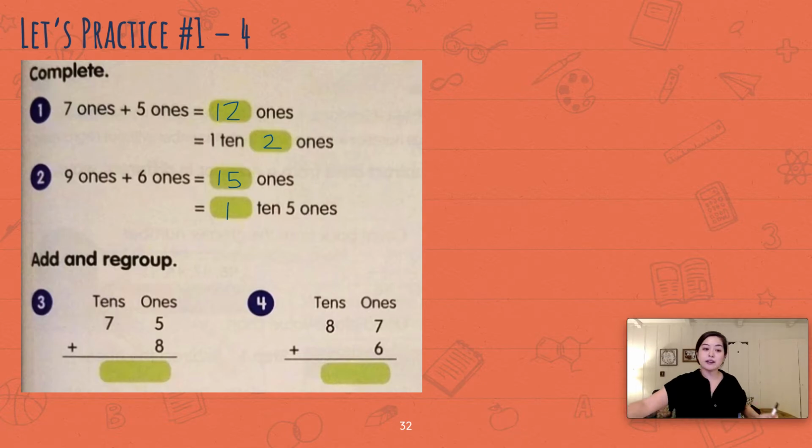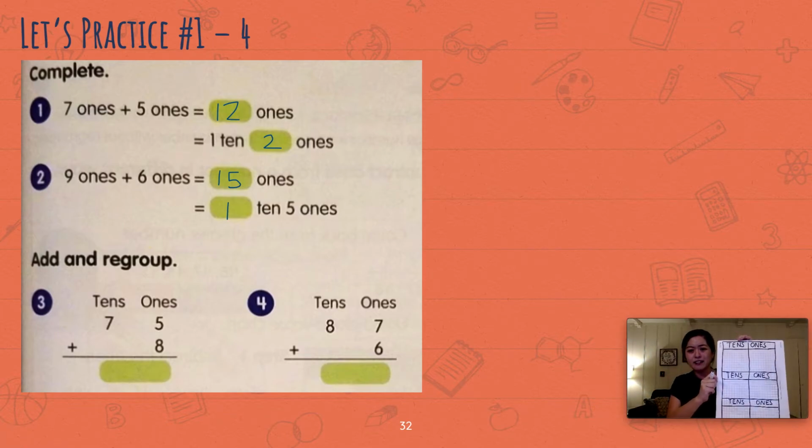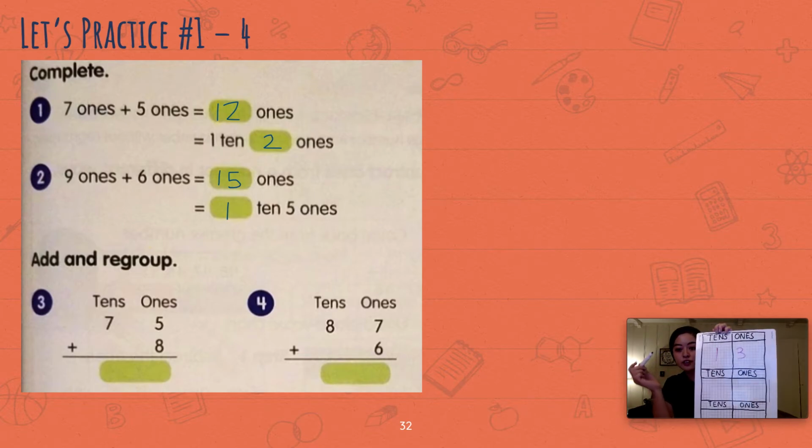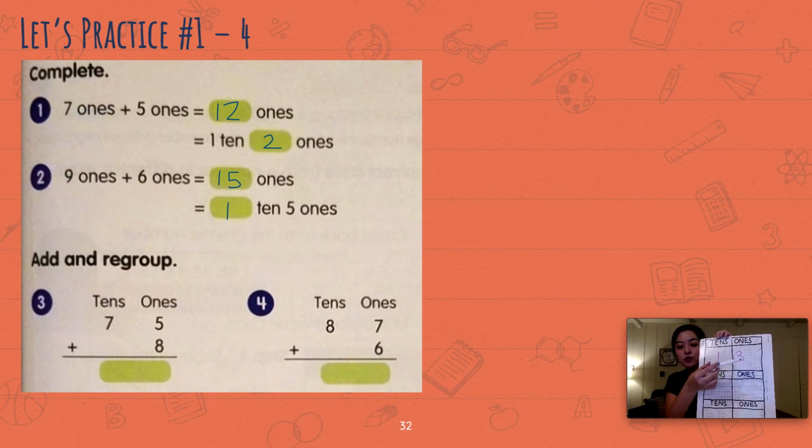Let's try number 3. Number 3, we're adding 75 and 8. Okay, but first we need to add the ones. So we have to add 5 ones plus 8 ones, and that's 13 ones. So let's regroup because that's more than 9. Okay, so 13 ones is, I'm going to write 13 in my place value chart. Okay, oh, it's 1 ten and 3 ones. So we're going to put a 1 in the 10 spot, which is above the 7 over here. Do you see that? Okay.